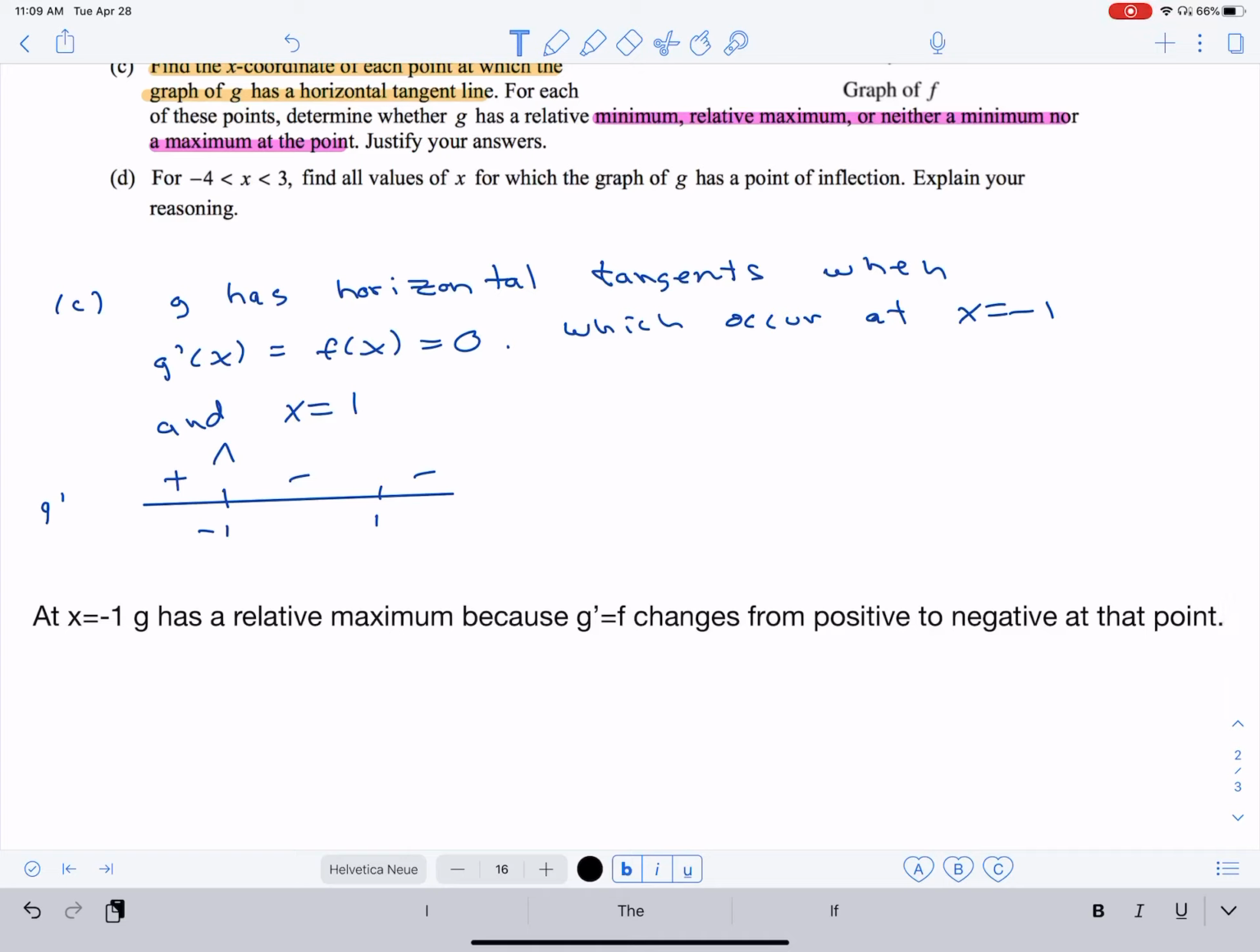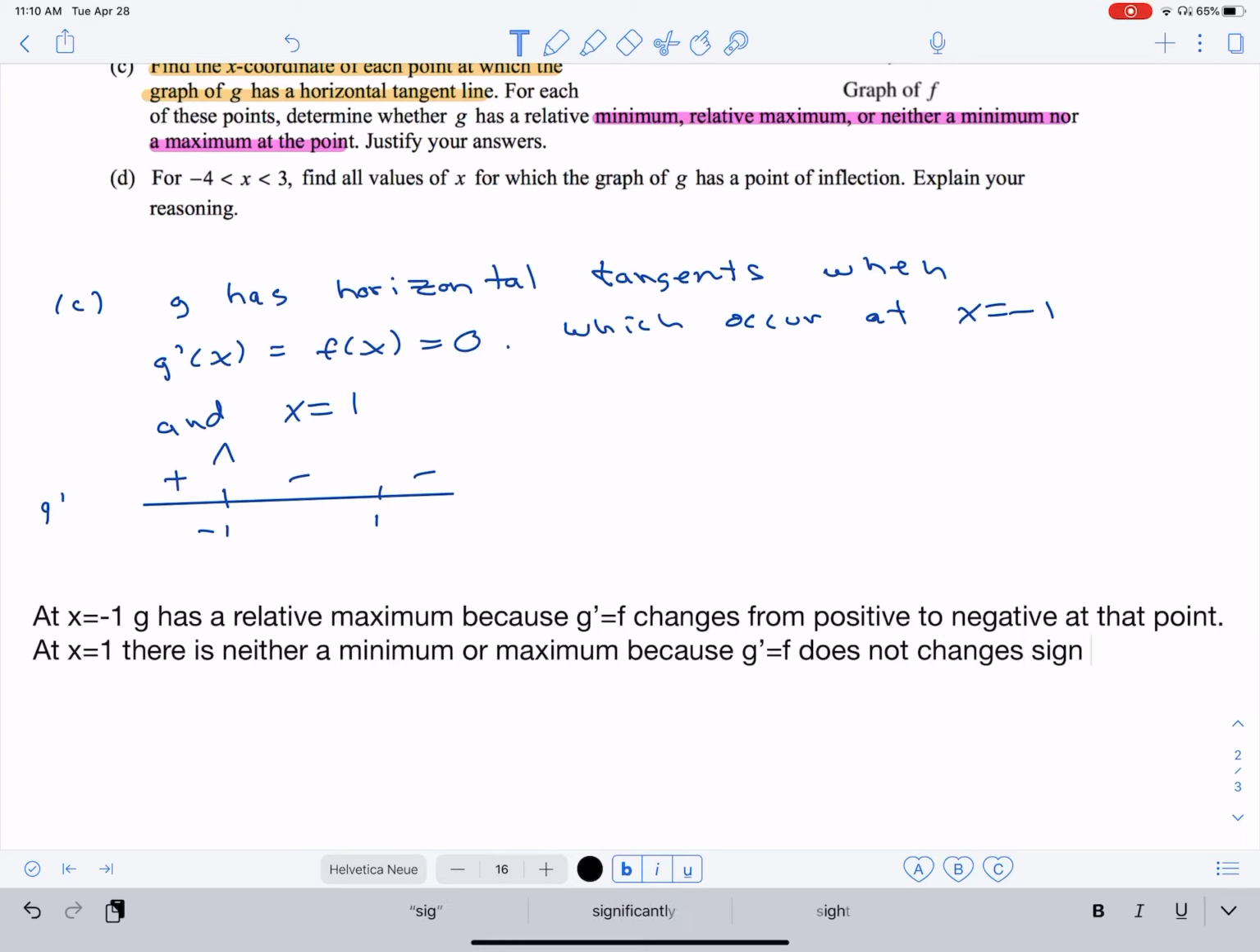Then I'm going to say at x equals 1, there is neither a minimum or maximum, because G prime, which equals F, does not change sign at that point. Okay?